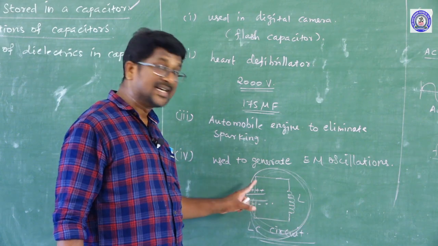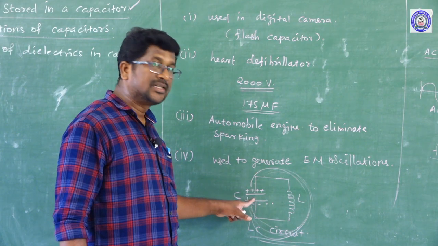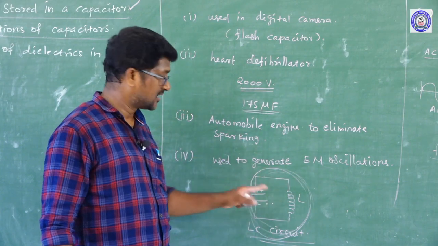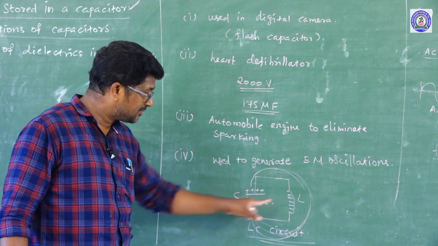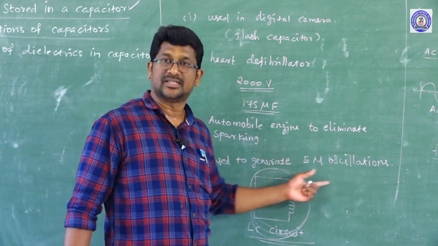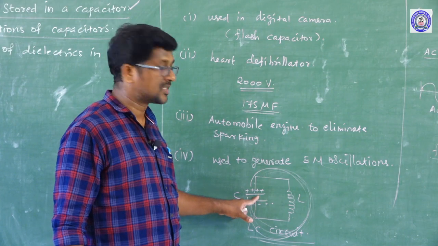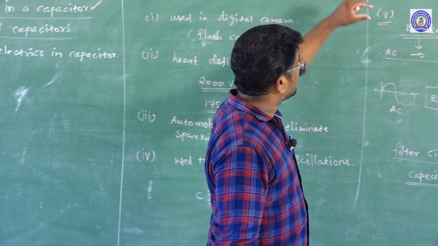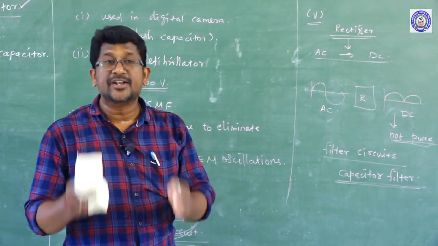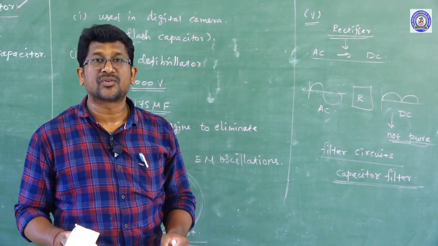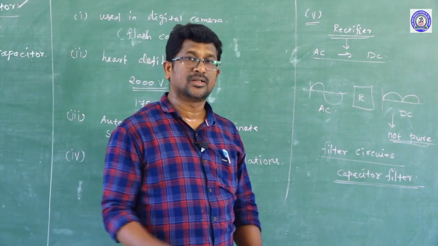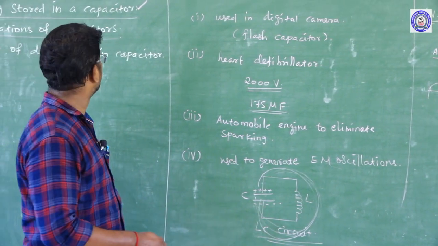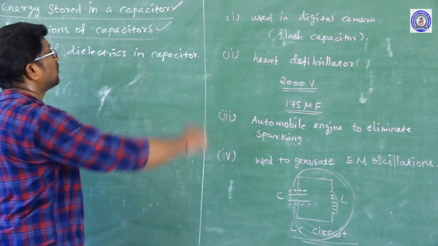So, in the LC circuit there is a capacitor. When the completely charged capacitor is connected to the inductor, an oscillation is set up. The name of the oscillation set up in this circuit is called electromagnetic oscillation. So, without a capacitor we can't generate electromagnetic oscillation. And last one, the capacitor is used to reduce voltage fluctuations or power fluctuations in power transmission or in the power supply, right. So, these are important applications of capacitor.